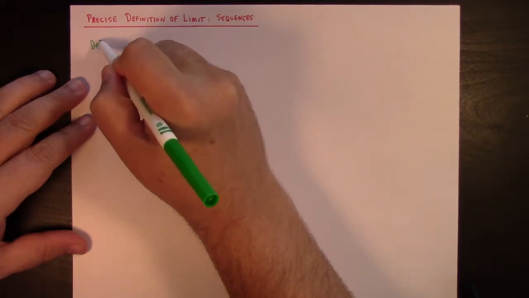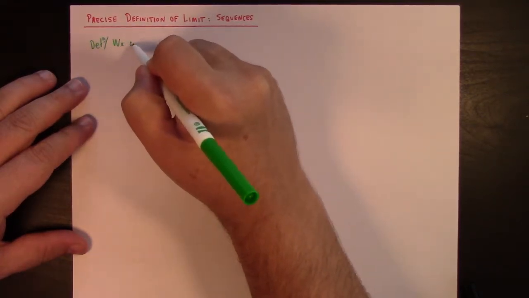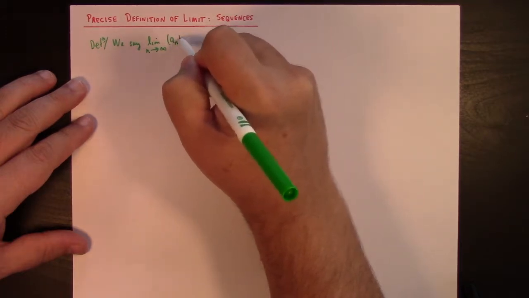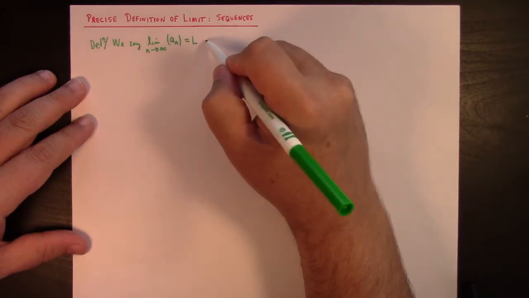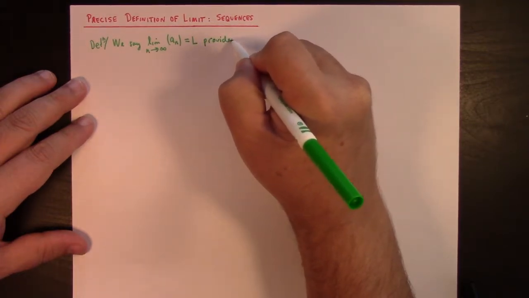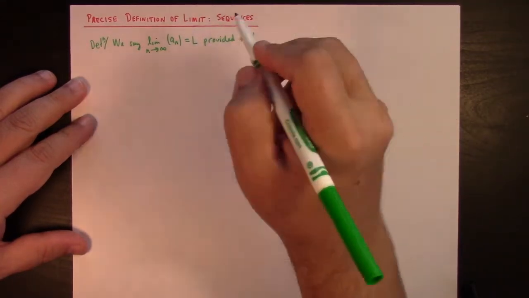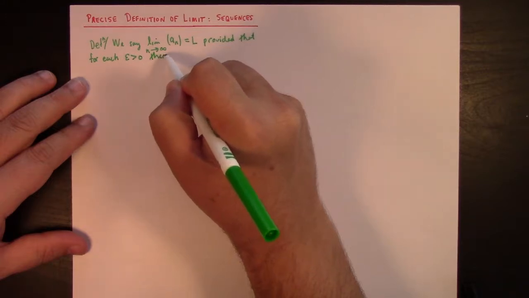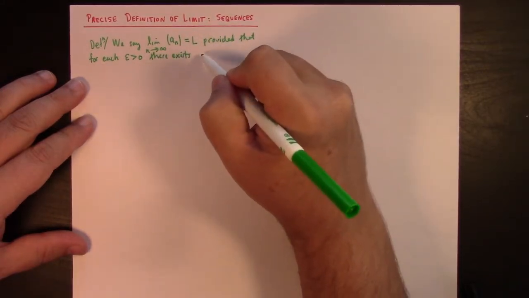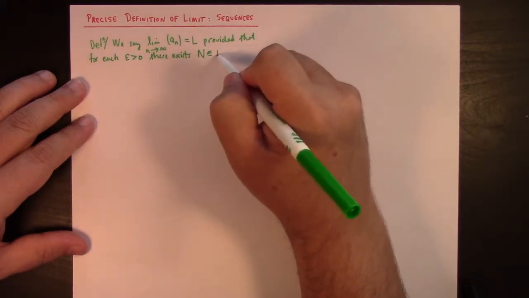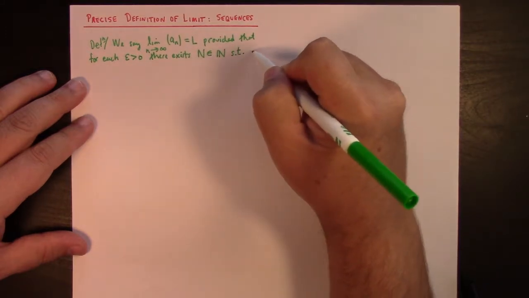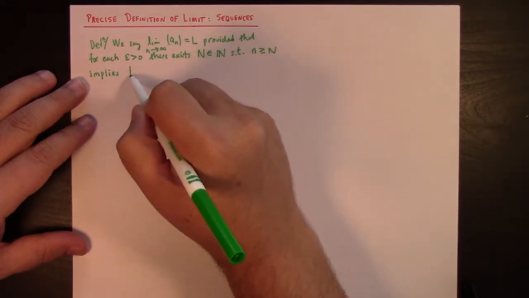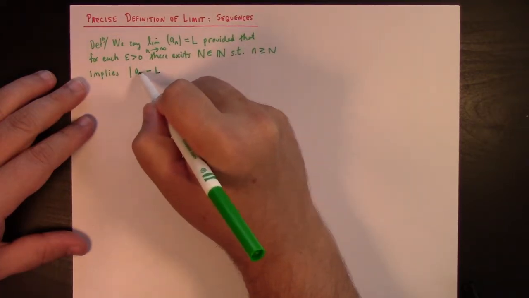So here's the definition. We say the limit as n goes to infinity of a sub n is equal to L, provided that for each epsilon greater than 0 there exists a natural number N, such that n greater than or equal to N implies that the absolute value of a sub n minus L is less than epsilon.